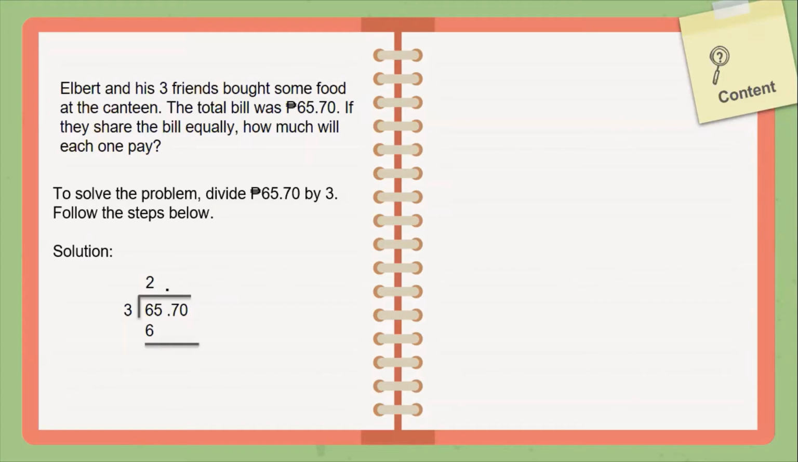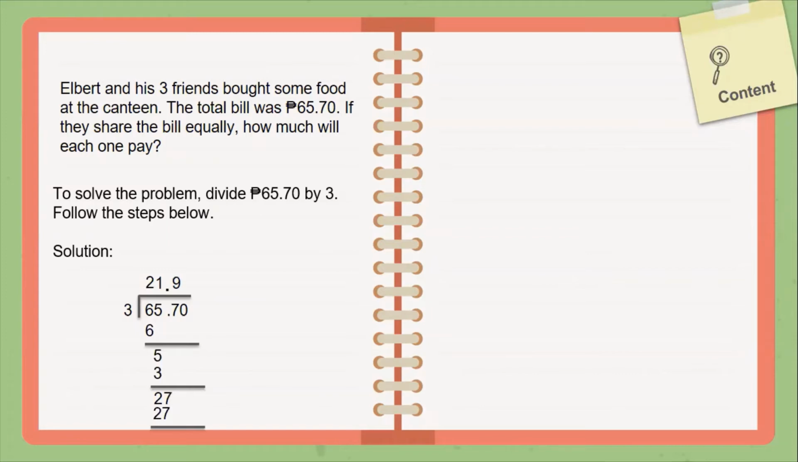Next step, we need to bring down 5. So 5 divided by 3 is 1. 1 times 3 is 3. Let us subtract: 5 minus 3 is 2. We cannot divide 2 by 3, so we need to bring down 7. This time we can now divide 27 by 3. 27 divided by 3 is 9. 9 times 3 is 27. And 27 minus 27 is 0.